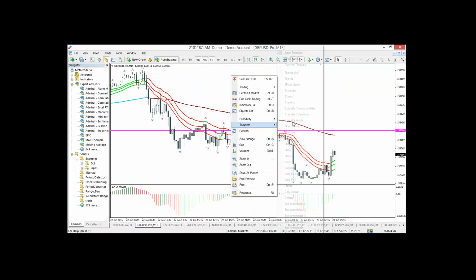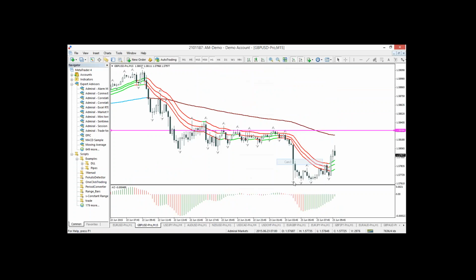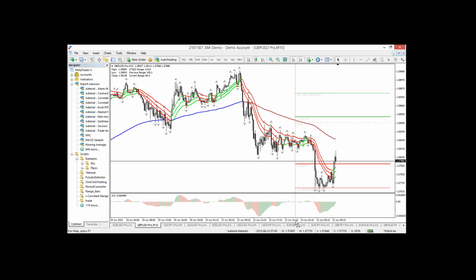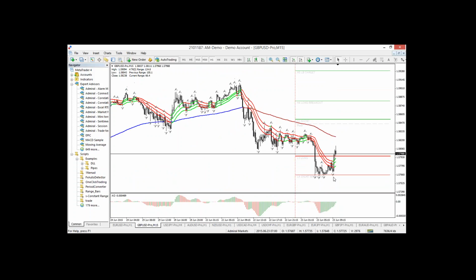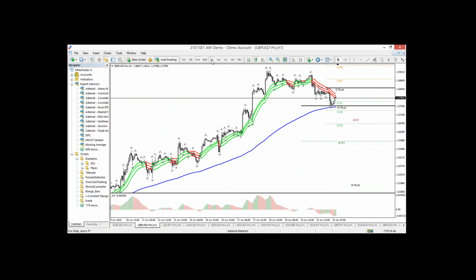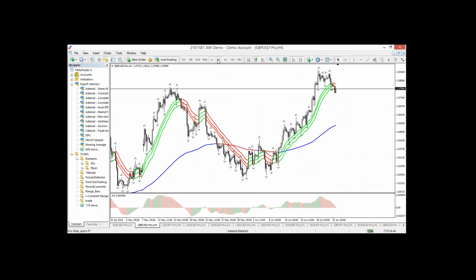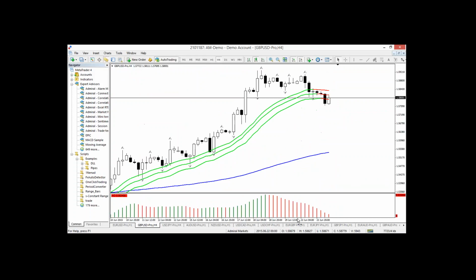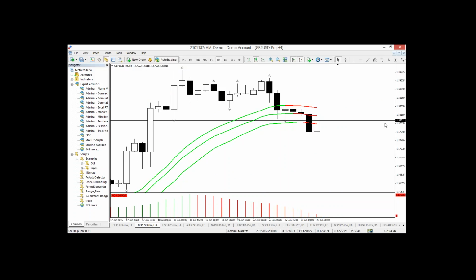Let me put on the Camarilla. We reached the L4, so this could be a hook back for that downside. The moment we're just retracing this bearish 4-hour candle.